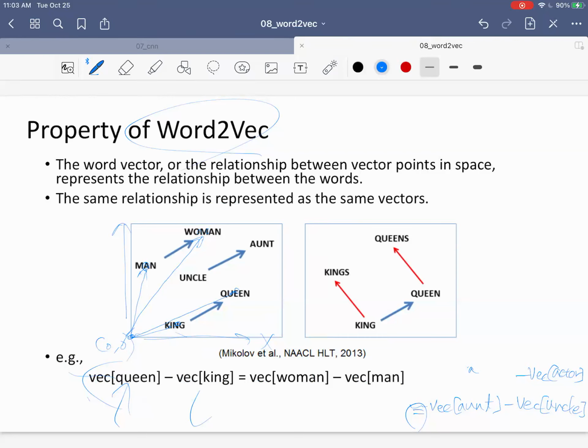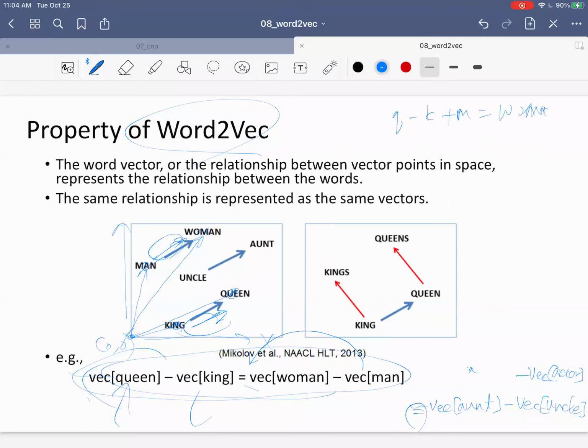So each word occupies a different position in the latent space, but their relationships, queen minus king and woman minus man, have the same meaning, because it knows the relationship between the words. So that is why you can do this kind of thing. And if you move it over here, then queen minus king plus man would be woman, something like that.